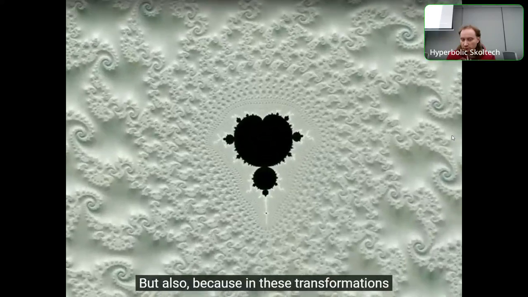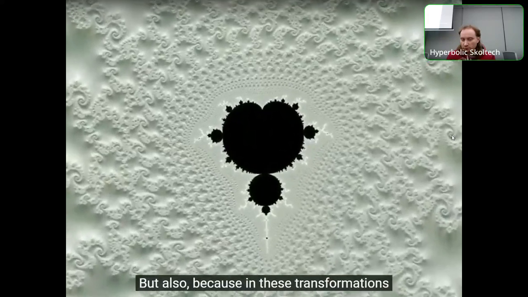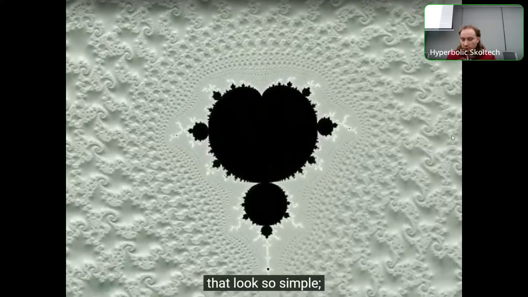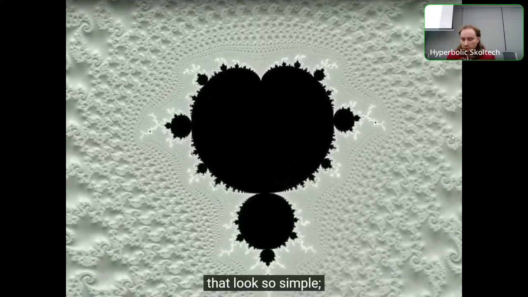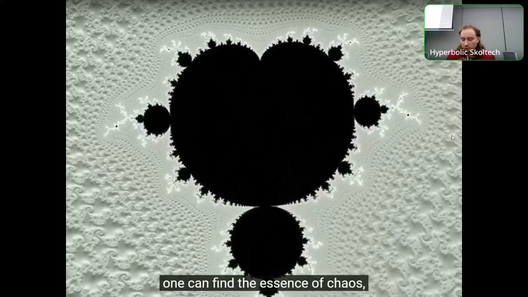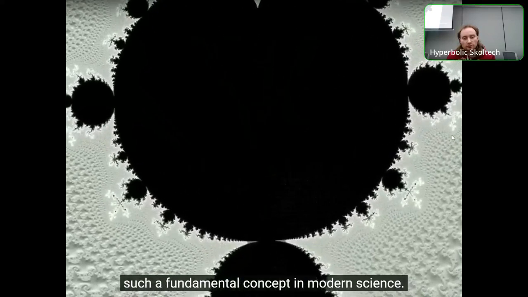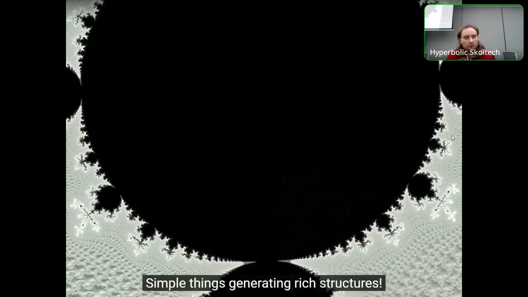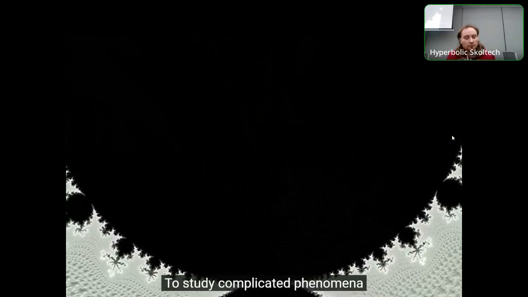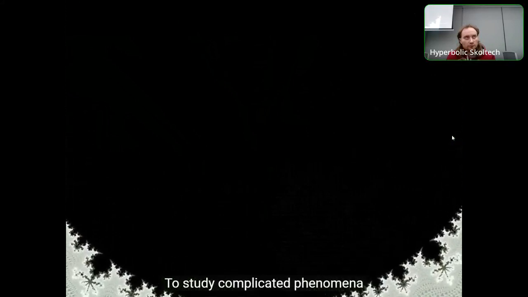But also, because in these transformations that look so simple, we can find the essence of chaos, such a fundamental concept in modern science. Simple things generate rich structures. To study complicated phenomena through their simplest incarnation, this is often the role of the mathematician.